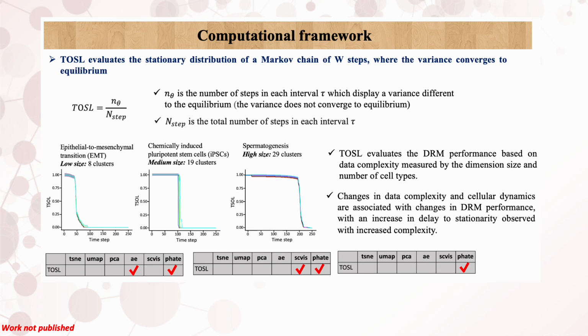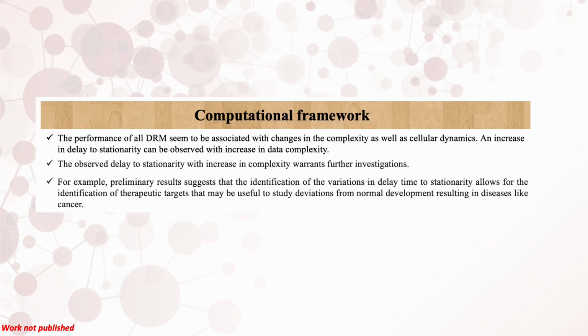As proof of concept, we apply our method to evaluate the spatiotemporal trajectory performance of the dimensionality reduction methods in single-cell analysis. The evaluation was performed using 3 different single-cell datasets, including epithelial mesenchymal transition data, chemical-induced pluripotent stem cell, and spermatogenesis datasets. The results show that the higher the number of cell types in the data, the longer the delay time for stationarity. So the delay time for stationarity depends on the complexity of the data.